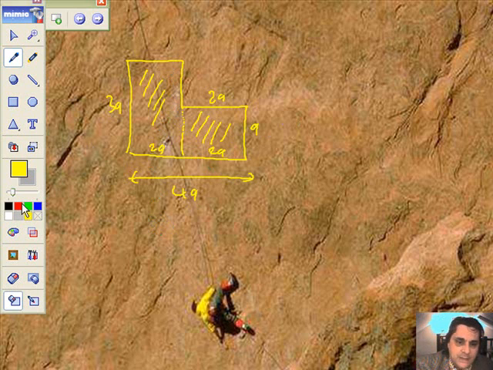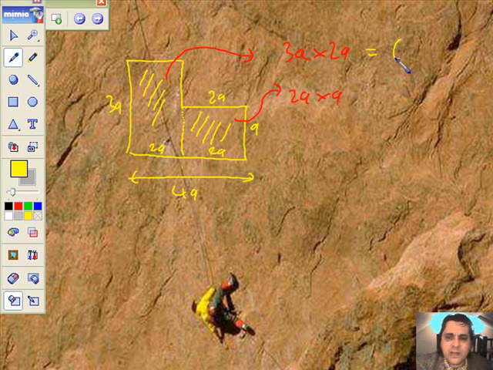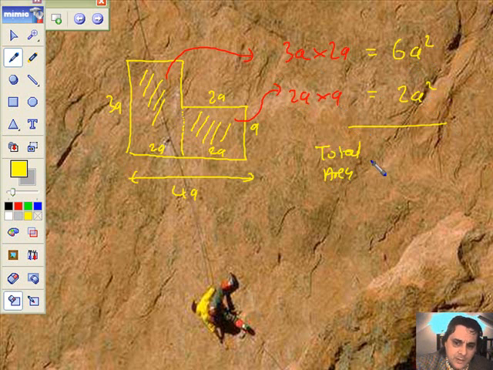So let's have a look. Let's change flavour. I've got 3a times 2a, and then we'll do this one. I've got 2a times a. Let's go back to yellow. Right, 3a times 2a, 6a squared. What about you? 2a times a is 2a squared. Total area, and you ought to write the word total area there, is going to be 6 plus 2, 8a squared. And I'm very happy with that one.